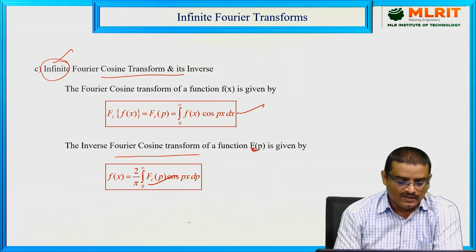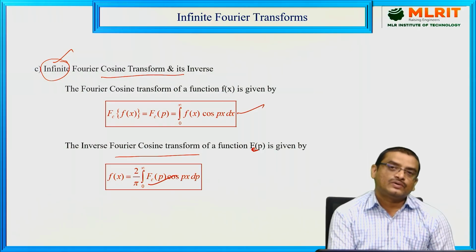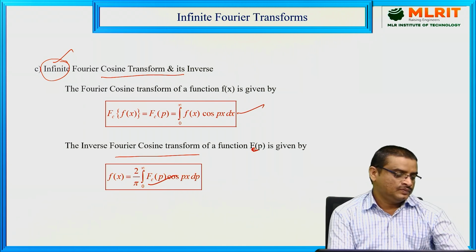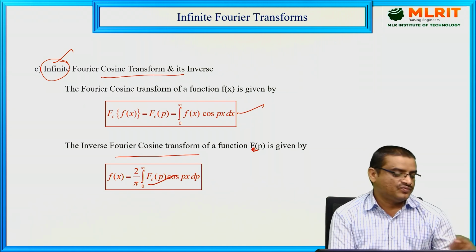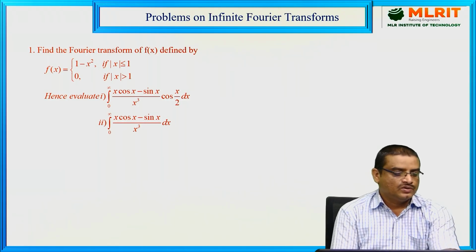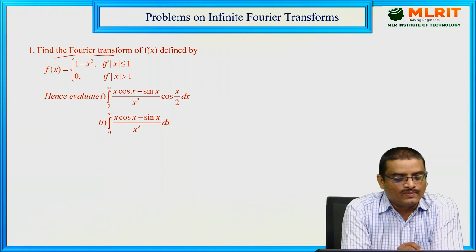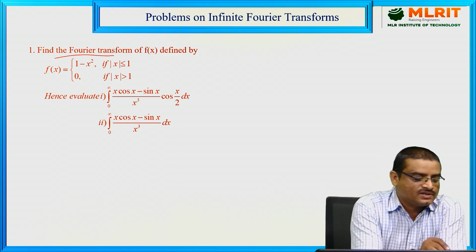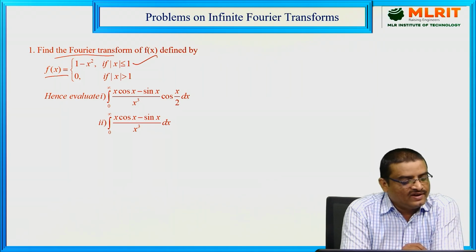So this is the formula to get that f of x value by using the Fourier cosine transform value. Now let us take problems on that, first the Fourier transform. In the problem, they will directly mention: find the Fourier transform of f of x defined by this. F of x is given as follows. So we have different values for f of x.